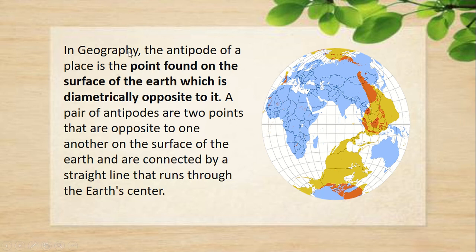So if the latitude of any region is known, then its antipode latitude is also well known. That is, if any place is located in the northern hemisphere, then its antipode will be situated in the south of the equator. So both regions will be in both hemispheres. So I want to give you one example. If one region's latitude stands at 70 degree north, its antipode's latitude will be at 70 degrees south. But what happens in case of the longitude?